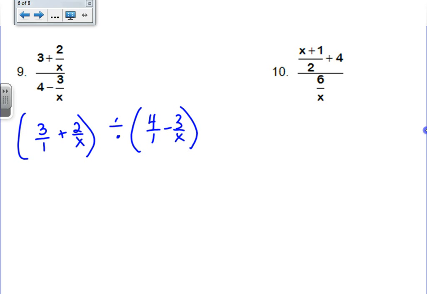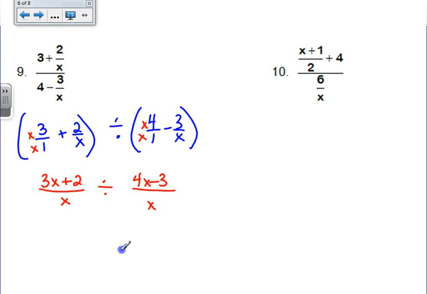Now before we talk about how to divide fractions again, let's talk about how to get these common denominators, because I don't want to have a fraction within a fraction. This is gross. So our common denominator for this first problem would be an x. So the good news is the second part of the fraction already has the x denominator. If I were to combine these together, I would have 3x plus 2, and then over the common denominator of x. The common denominator in the next fraction also happens to be an x, which the second part already has. So that becomes 4x minus 3 over that common denominator of x.